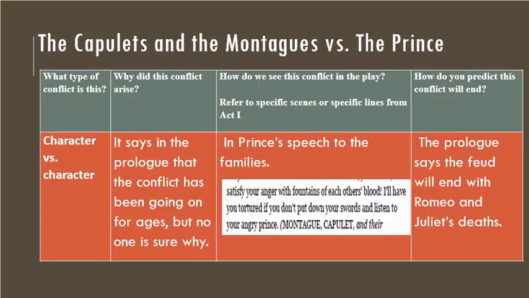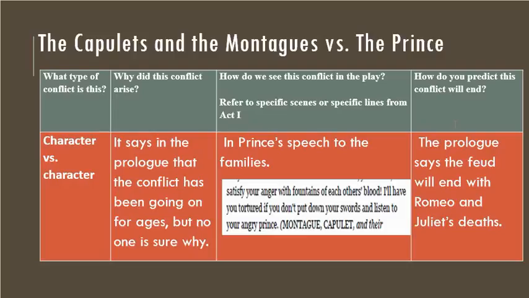How do we see this conflict in the play? That's where you're going to look at your play and give me actual lines from your play to support this conflict. So I wrote, in the Prince's speech to the families is where we see that conflict. Here are his exact words. I'll have you tortured if you don't put down your swords and listen to your angry prince. Pretty demonstrative. And then finally, the last column, how do you predict this conflict will end? Well, the prologue says the feud will end with Romeo and Juliet's deaths.